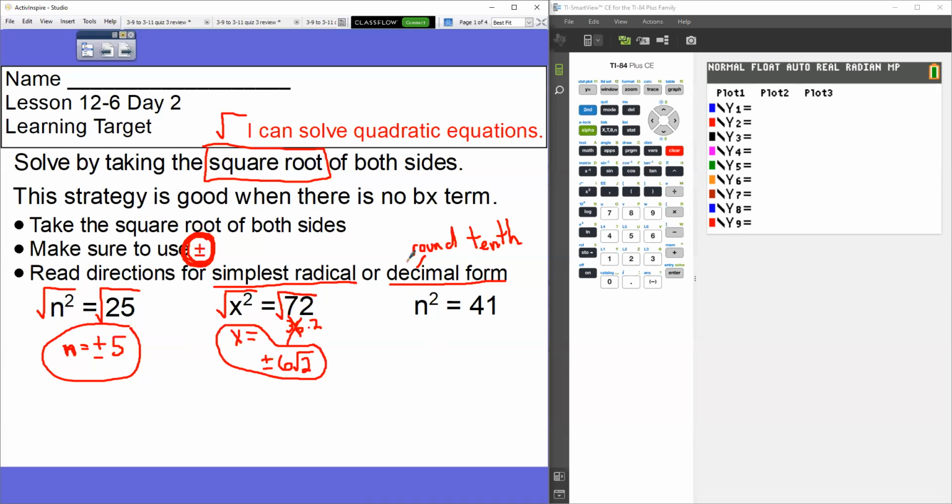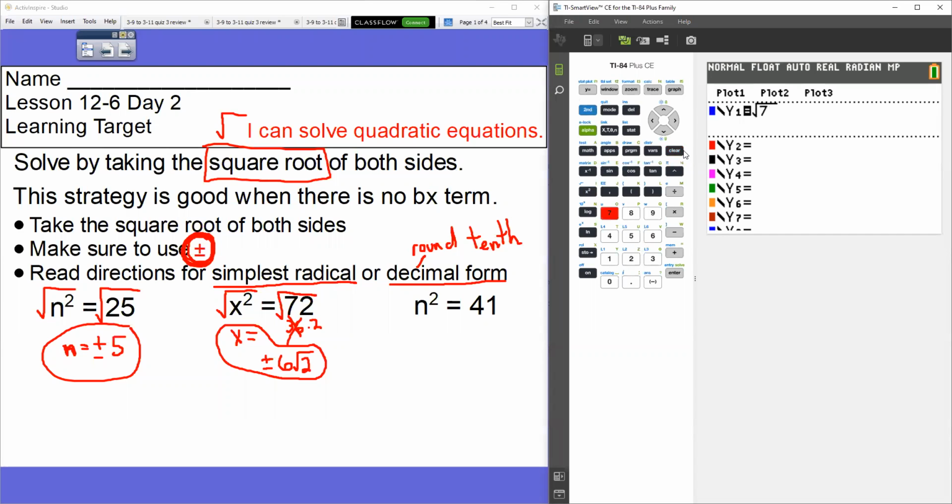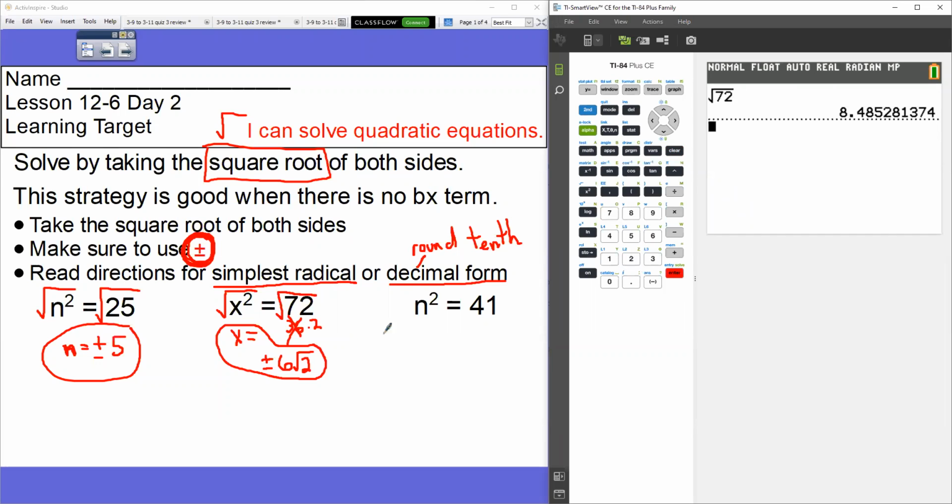Now, to get it in decimal form, you could do it one of two ways. You could just type in the square root of 72. Oops, I don't want to type it into my y equals. Sorry, I was doing something else. So we type in the square root of 72 and hit equals. Or you can also type in 6, second button, square root button, 2. Notice that we got 6 radical 2. Hit enter. Notice that it is the same exact thing.